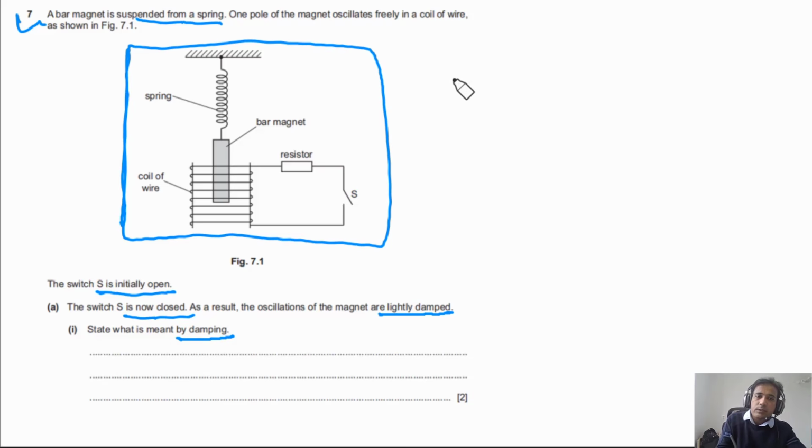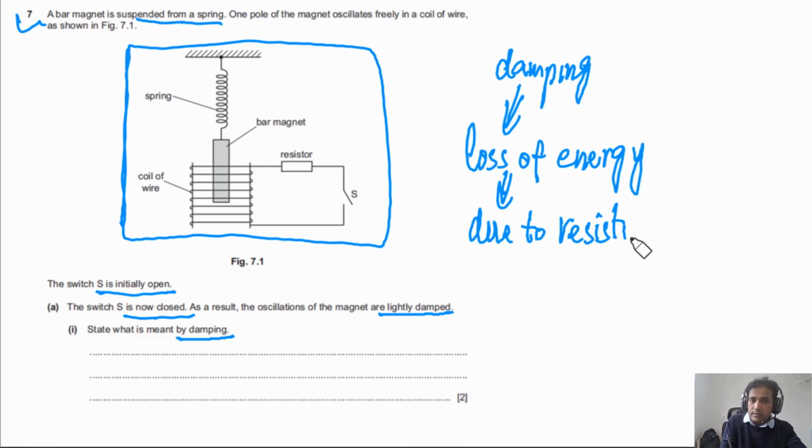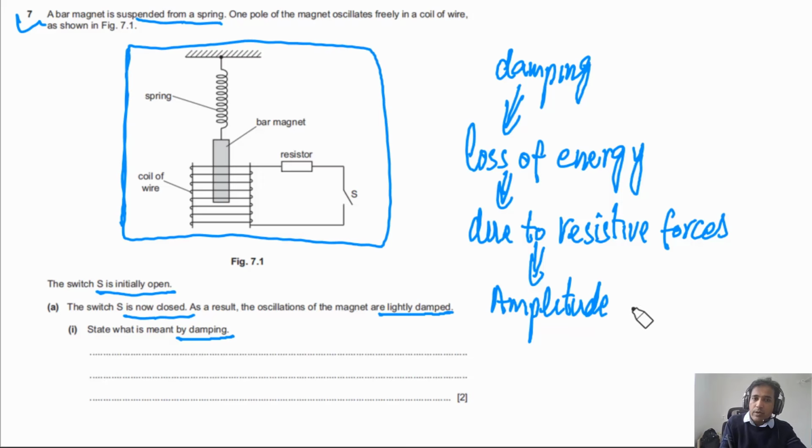So what is damping? In simple language we can say damping is loss of energy. It causes loss of energy, and the loss of energy is due to resistive forces like friction and air resistance. So we can say due to resistive forces, and it is also due to magnetic forces. And due to this, amplitude decreases. So these are the points you have to be clear about for damping.